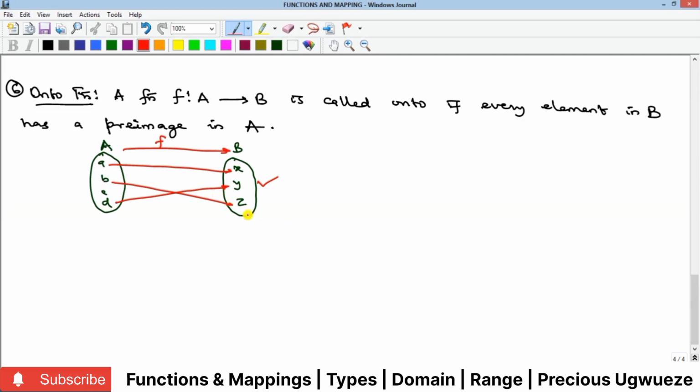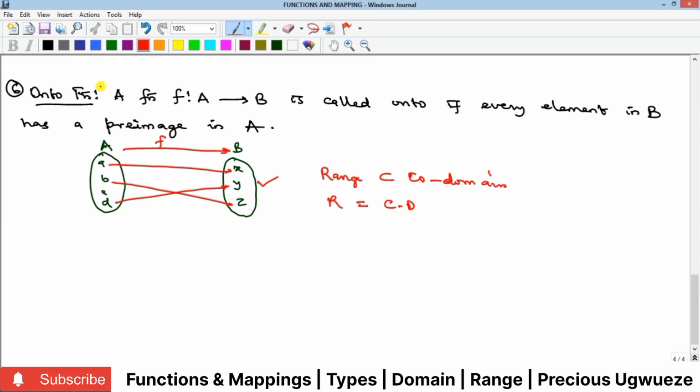So the implication of this is that remember I said that range is always a subset of the codomain. So whenever the range becomes equal to the codomain, you say that you have an onto mapping. That means every element in the codomain is actually an image. Remember that the range is those ones in the codomain that are mapped to something. So when everything is mapped, the range has automatically become equal to the codomain. And so you call such a function an onto function.